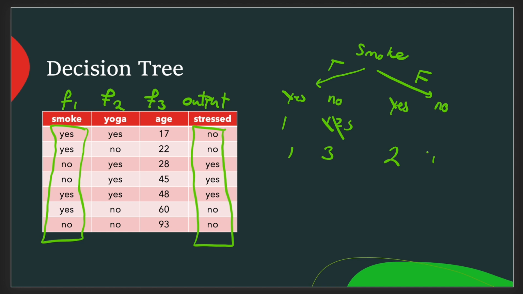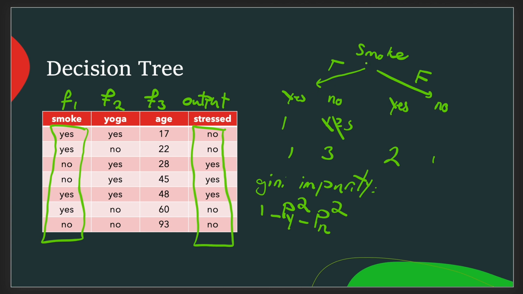To make it more numeric, so we can actually measure it, they introduced something called the Gini impurity. To calculate the Gini impurity, it's 1 minus the probability of yes squared minus the probability of no squared. This is what we want to calculate.